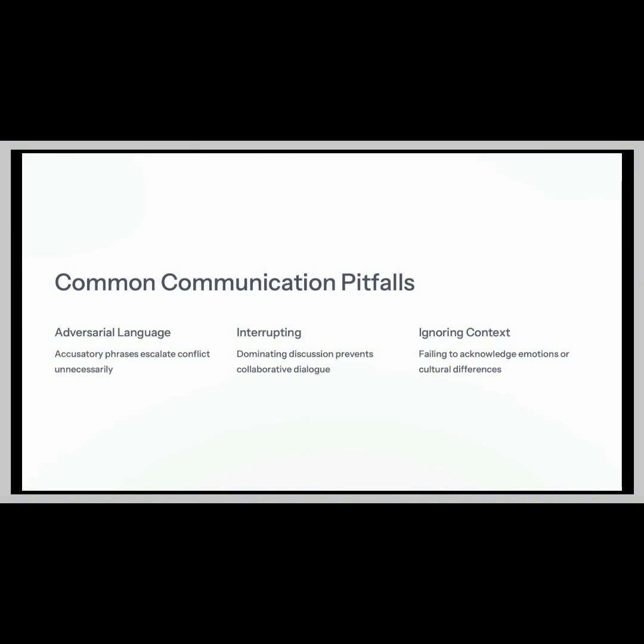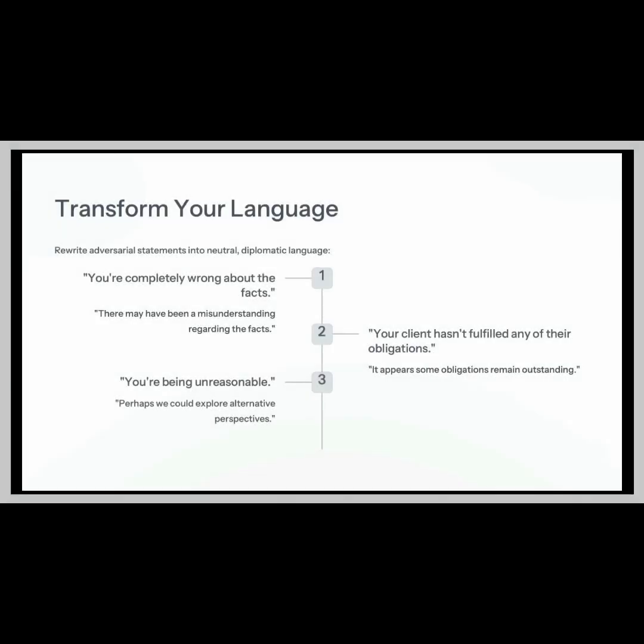So we need to transform adversarial language. And here is a practice exercise. So try to rewrite these adversarial statements into neutral diplomatic language. For example, if you say something like, "You're completely wrong about the facts," or "You're being unreasonable," or "Your client hasn't fulfilled any of their obligations," try to write these into more neutral language. Now, there are answers underneath. Try to write your statements before you have a look at the diplomatic alternative.